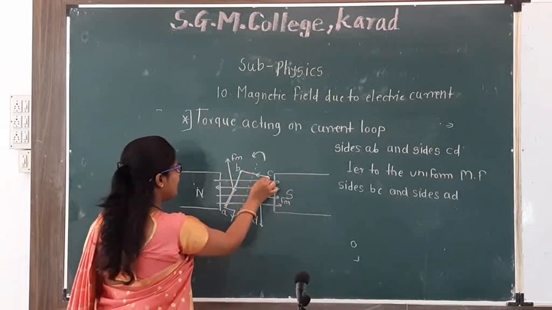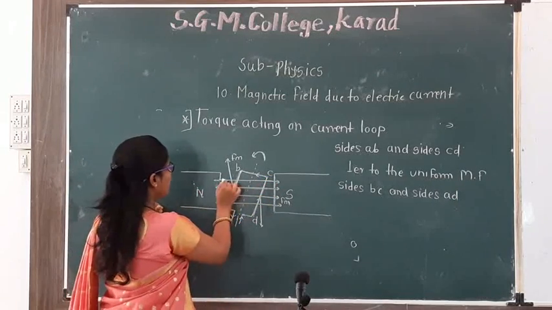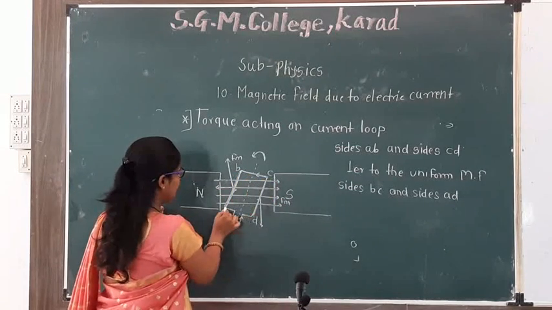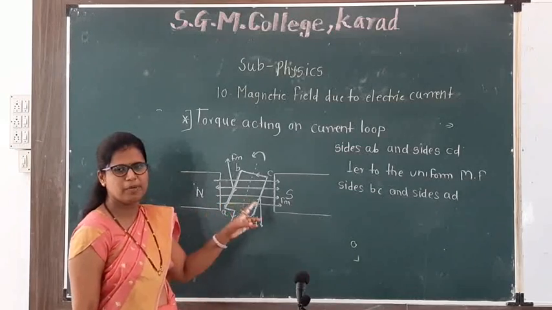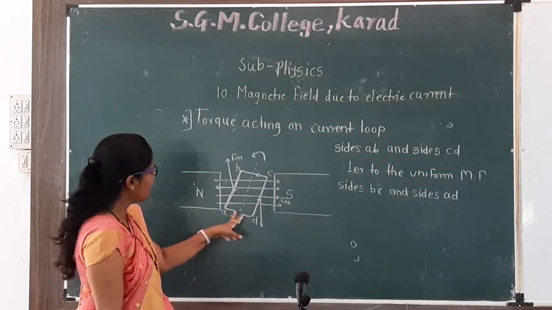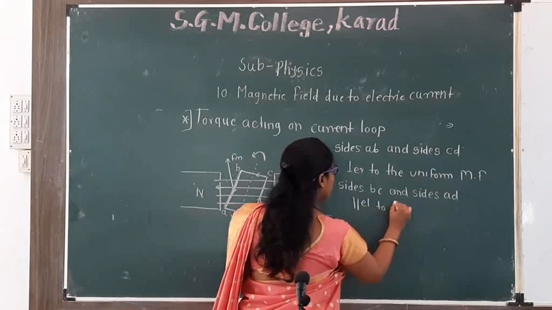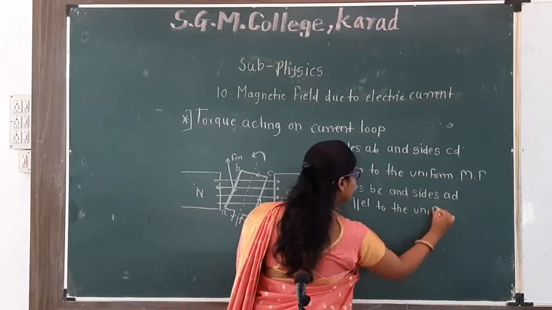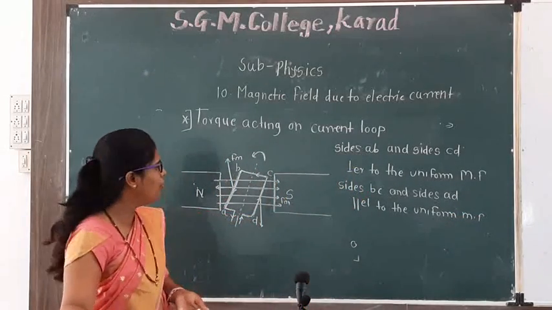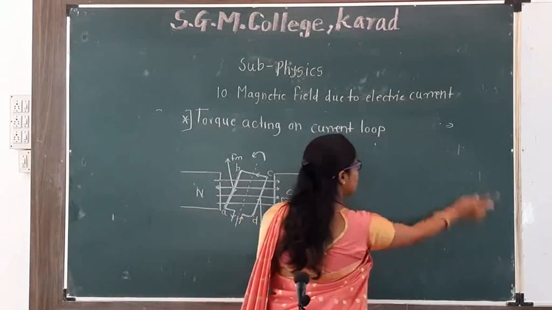See here, the sides AB and CD are perpendicular to this uniform magnetic field, but the sides BC and AD are not perpendicular. This means sides BC and AD are parallel to the uniform magnetic field. Now we calculate using this rectangular loop.